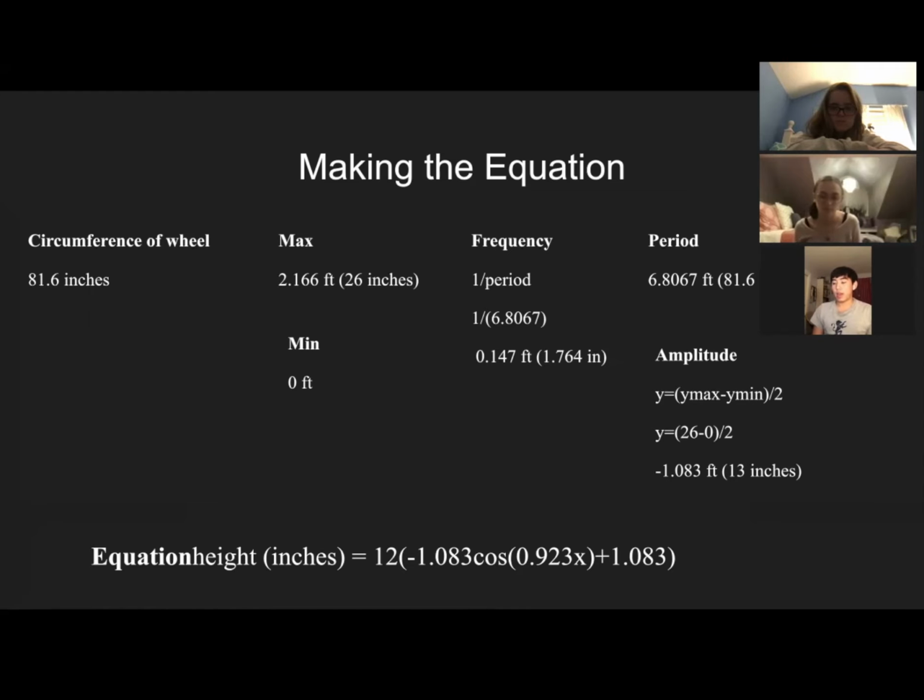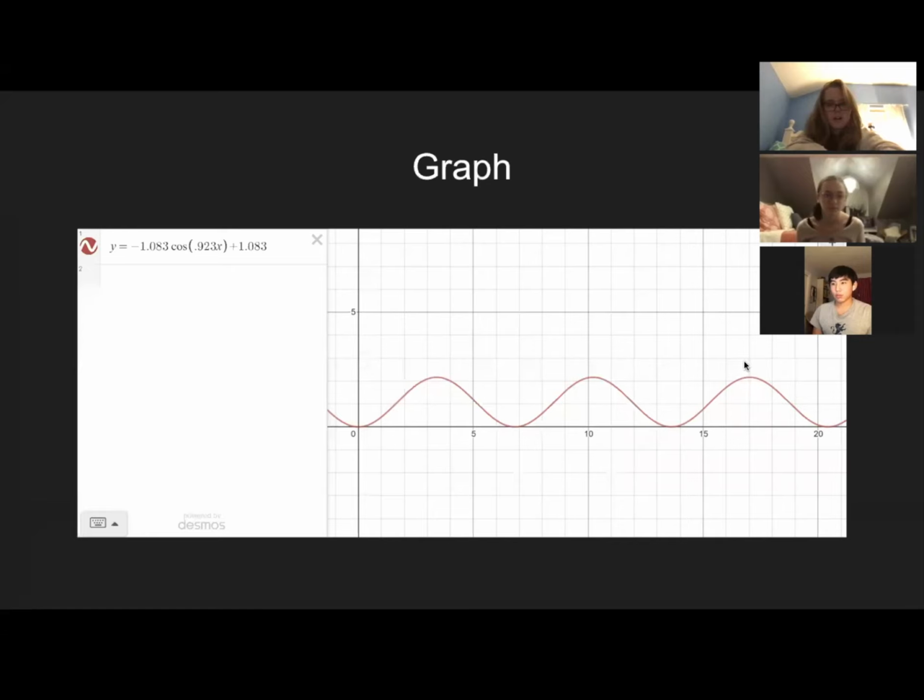The shift, plus 1.083, was to ensure that the graph started at a y value of 0 when we were at an x value of 0, and the 12 is to convert the feet to inches. This is our graph, graphing our equation. And as you see, we shifted it so it started at 0, so that it would accurately represent how we measured it, because our starting value was 0, and it goes all the way up to 40. So we had to make sure that it started at 0 in order to accurately represent our data.